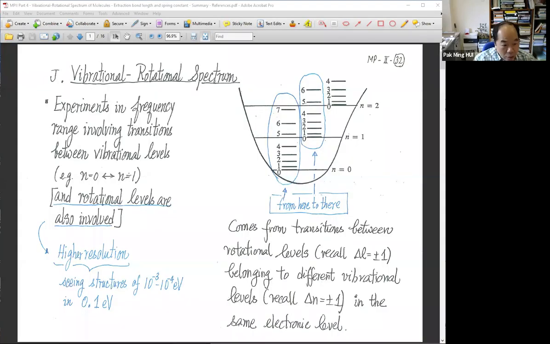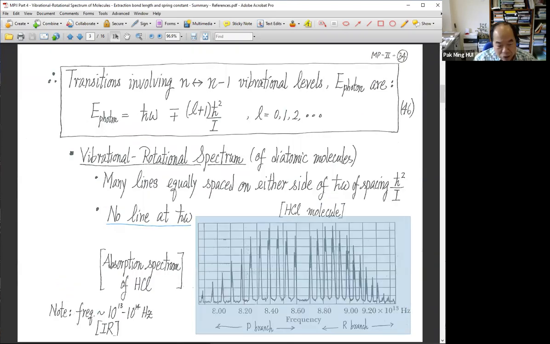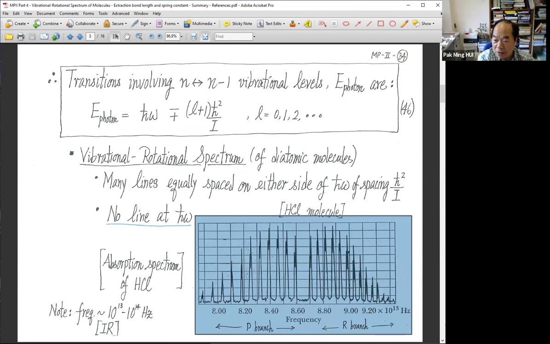I will flash you what we are going to discuss next time. I will explain why do we see such a spectrum in the infrared when we have high resolution apparatus, okay? So from this, we can extract bond length as well as the spring constant, bond strength. We will do it on Thursday, okay? So long for now.